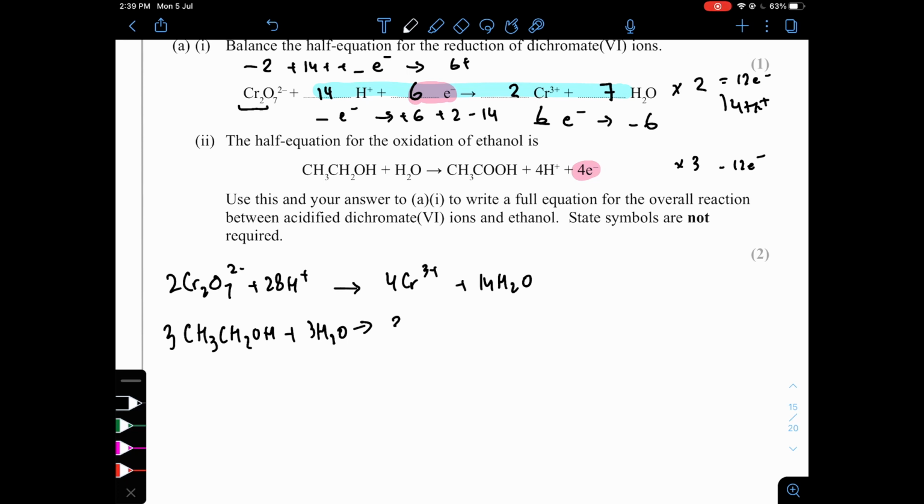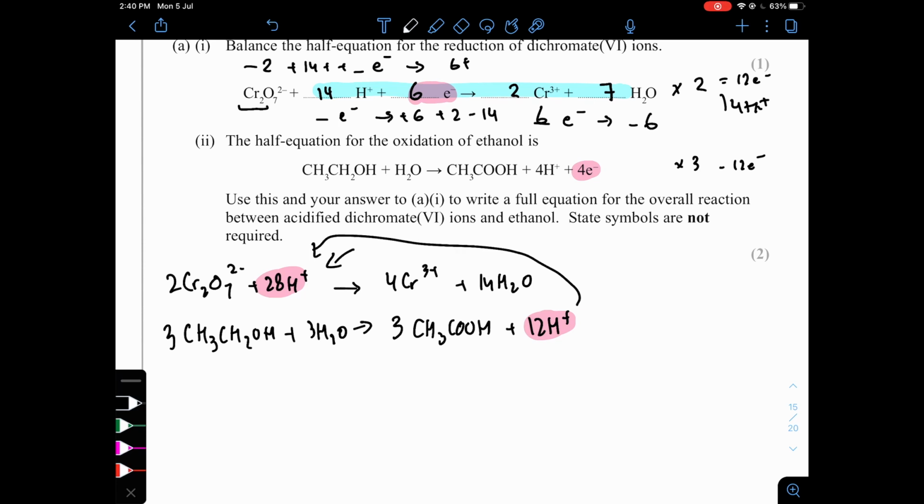It goes to 3C, CH3COOH plus 3 times 4, which is 12H+, and the electrons are gone. So now we look at the side which has, if you look at here, 28H+, right? 20H+, and we have H+ here. Which one's more? It's obviously this one over here. That means we take the 12H+ and put it here.